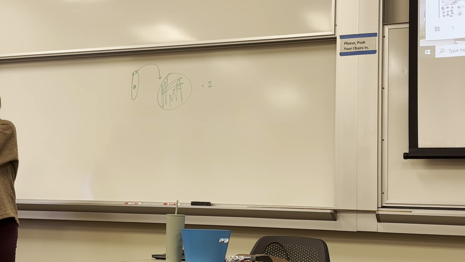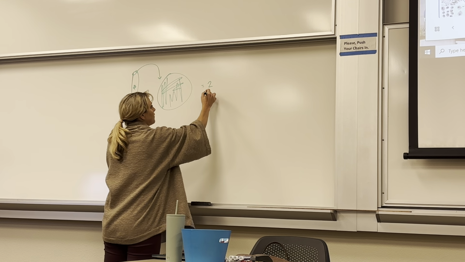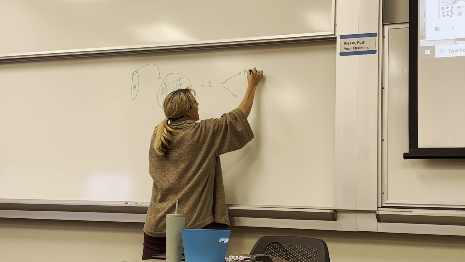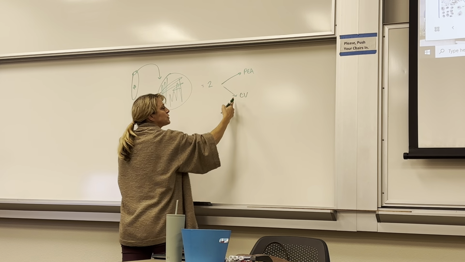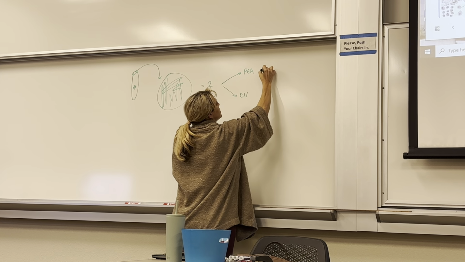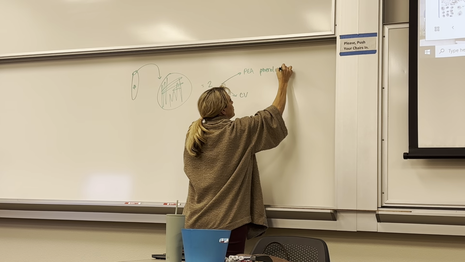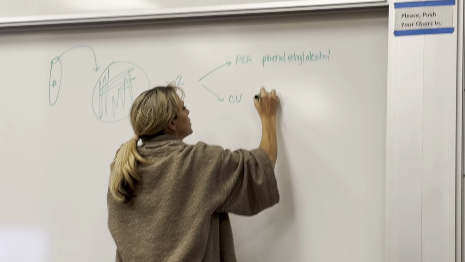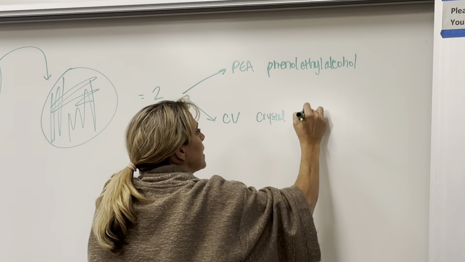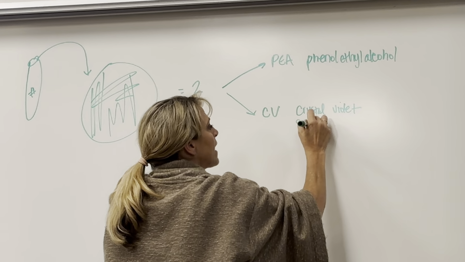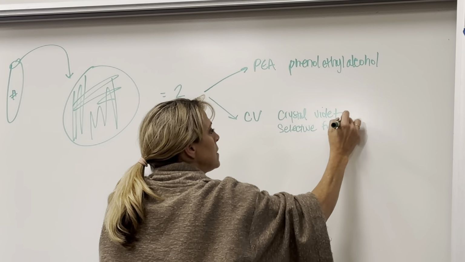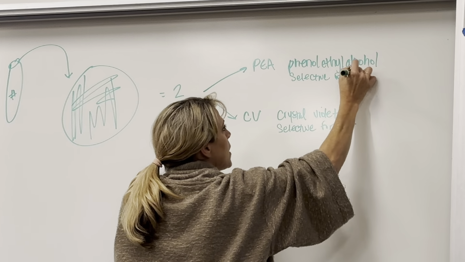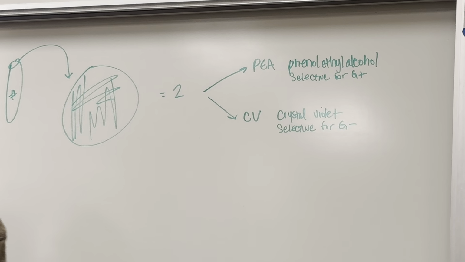If you're not sure, it's a good idea today, if you haven't done it already, to plate onto a PEA and a CV. So this is one option that you can do. This is phenylethyl alcohol, and this is crystal violet. PEA is selective for gram negatives, and CV is selective for gram positives.